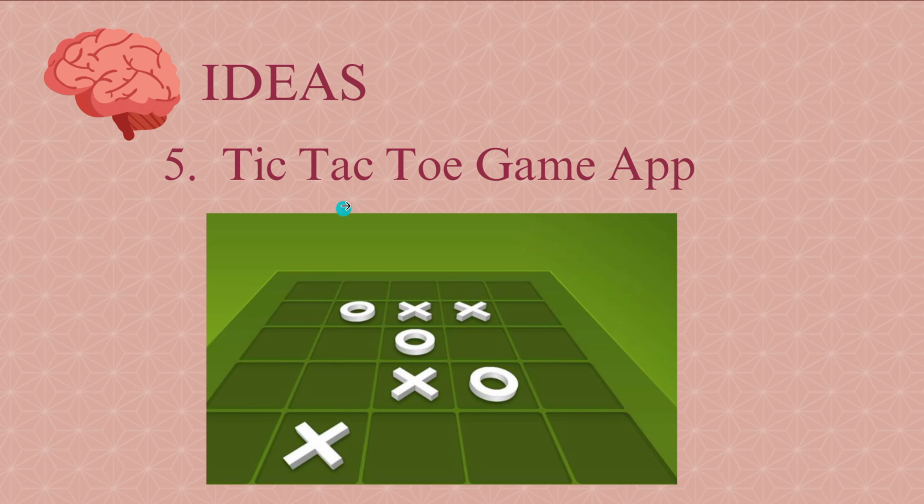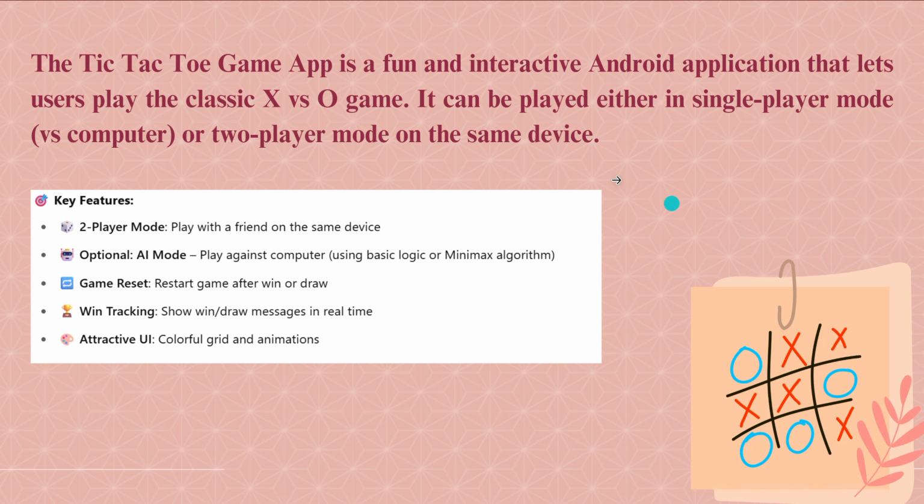And fifth one is tic-tac-toe game app, and it is a very easy app to build. And it is a very good app. If you are bored, you can implement this app and you can play this in your phone itself, right? The tic-tac-toe game app is a fun and interactive Android application that lets users play the classic X versus O game. It can be played either in single player mode versus computer or two player mode on the same device.